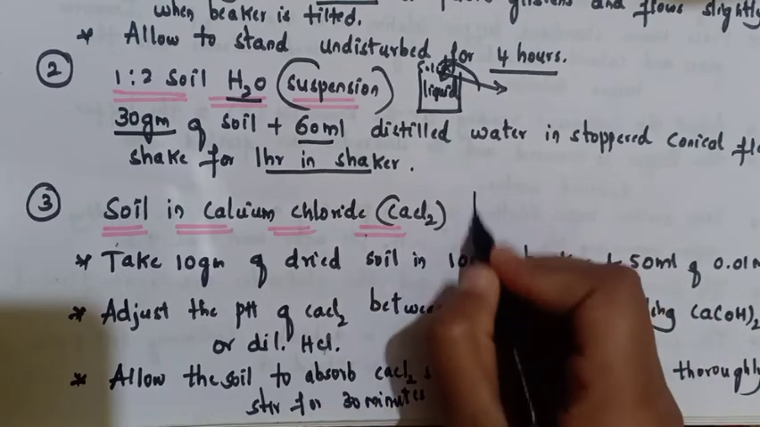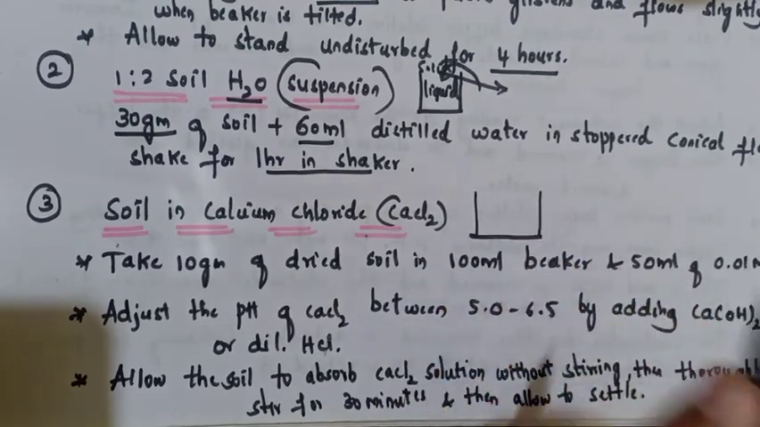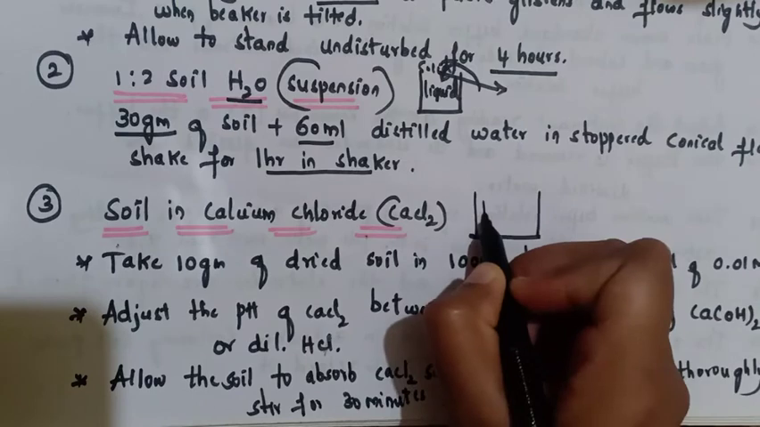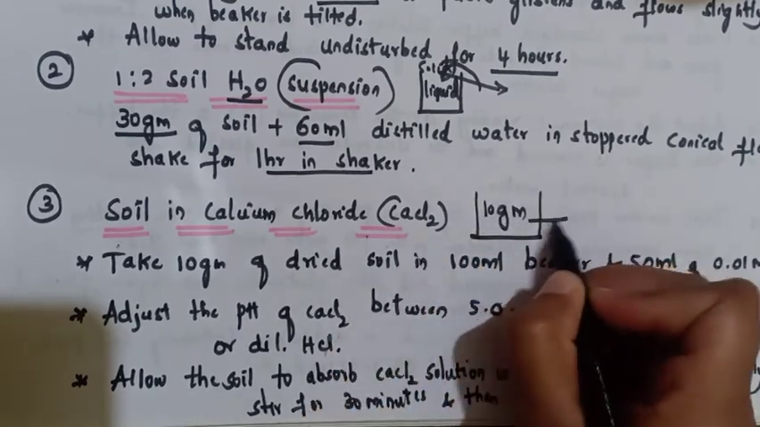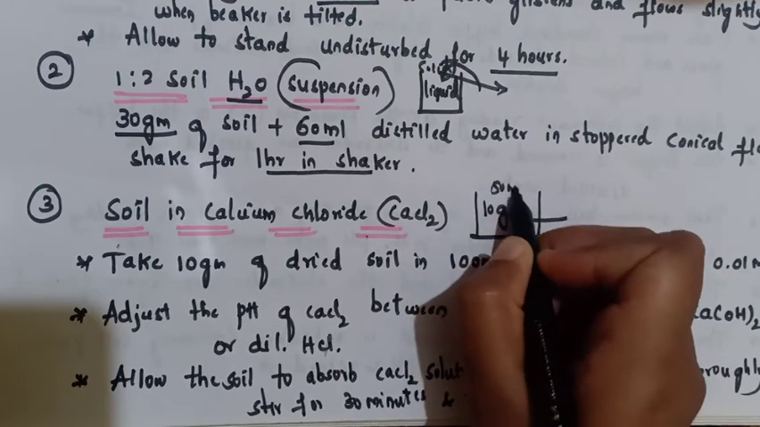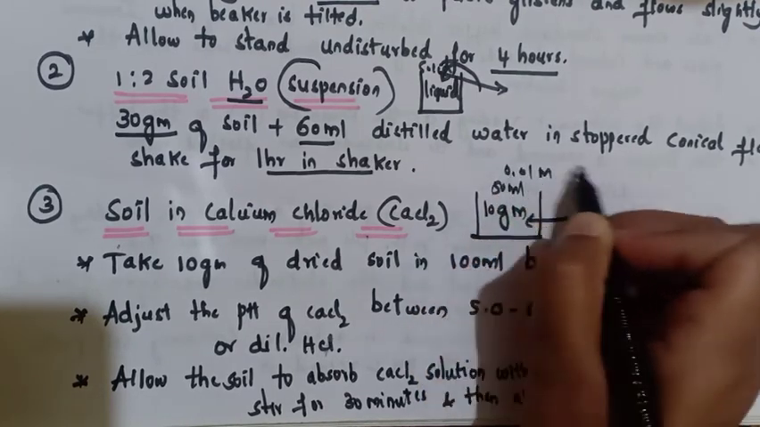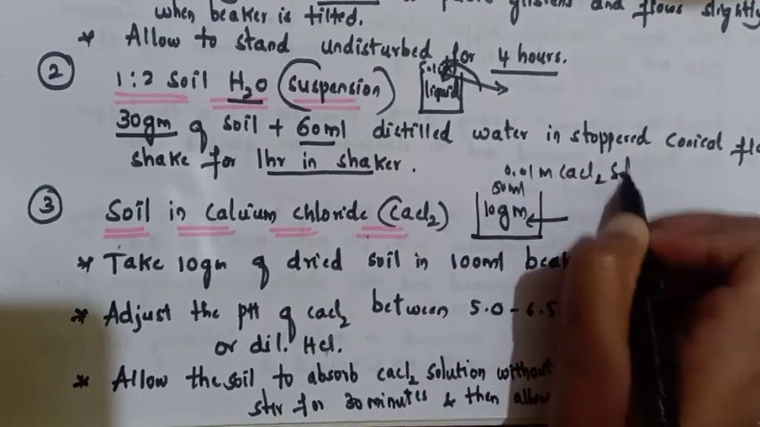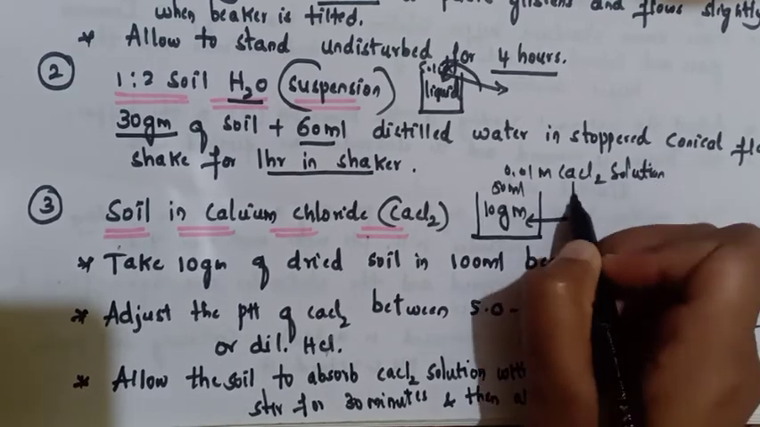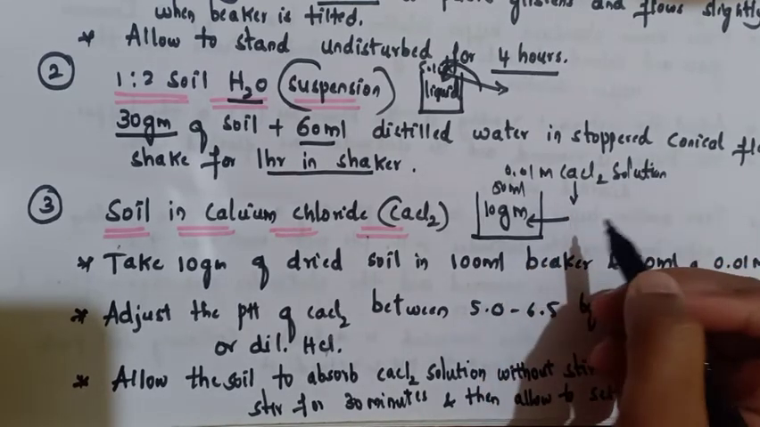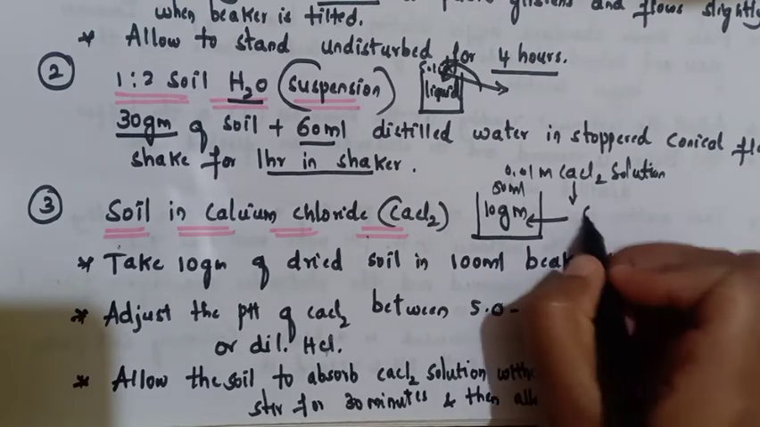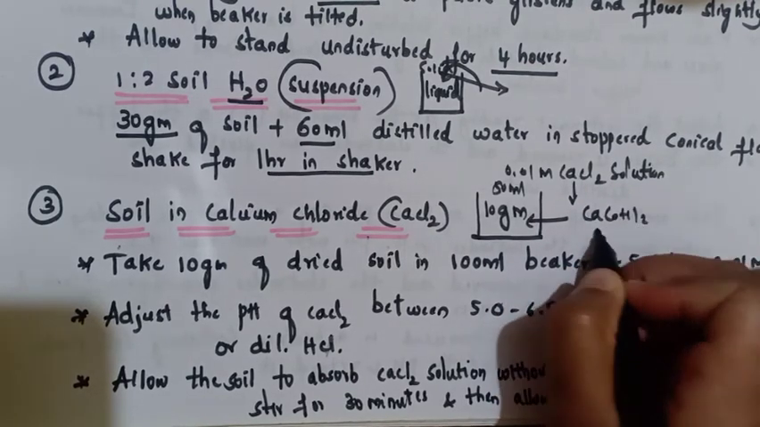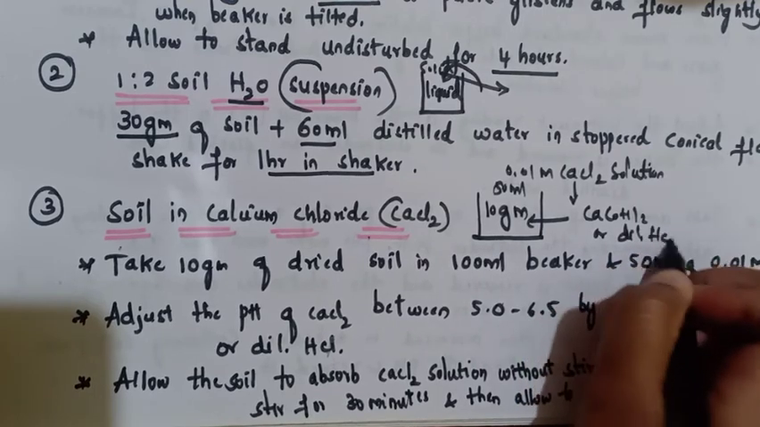See here, we are taking a 100 ml beaker. In that we are adding 10 grams of dried soil. To that we are adding 50 ml of 0.01 molar CaCl2 solution. Then we have to adjust the pH of the CaCl2 to between 5 and 6.5. How is this pH adjusted? By adding Ca(OH)2 or dilute HCl.